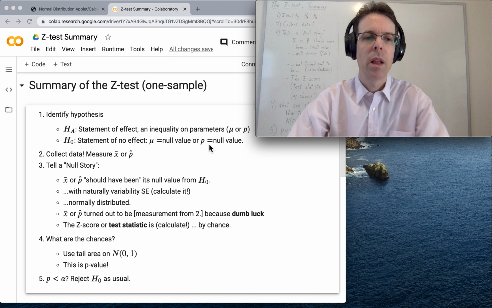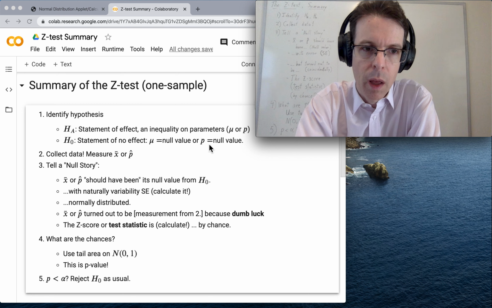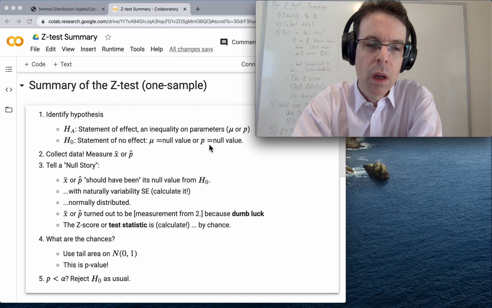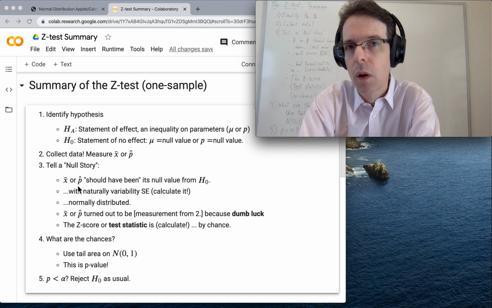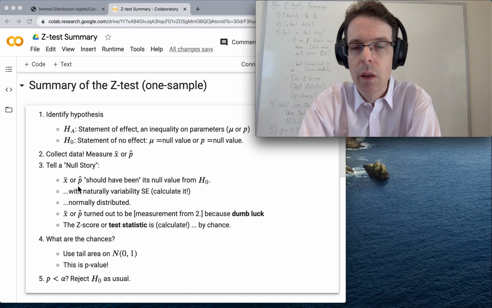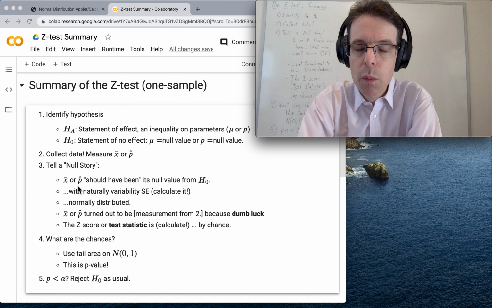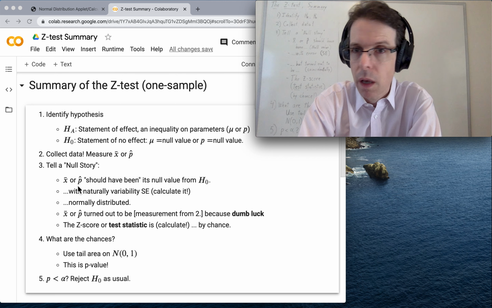In order to continue here, I like to phrase this in terms of the null story, which is really an elaboration on the null hypothesis. The null story states that x bar or p hat should have been the null value predicted from the null hypothesis. If we really believe the null hypothesis, then we should believe that it should have turned out to be whatever null value we have stated there in the null hypothesis. But we also accept that because this is a measurement and because it depends on random sampling, x bar and p hat should exhibit some natural variability. And we can calculate that variability.